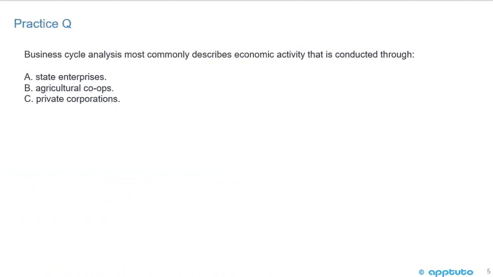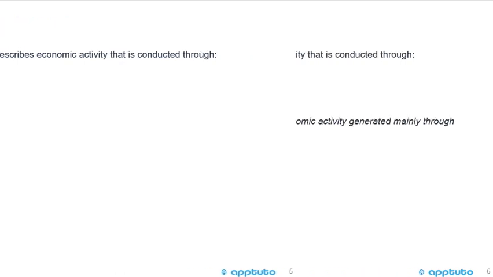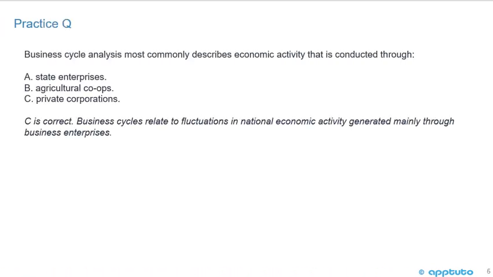So a quick practice question. Business cycle analysis most commonly describes economic activity that is conducted through A, state enterprises, B, agricultural co-ops, or C, private corporations. Well, I think you'd be happy to see that question on an exam. C is correct. Business cycles relate to fluctuations in national economic activity generated mainly through business enterprises. We're studying business cycles, and it's talking about private corporations.